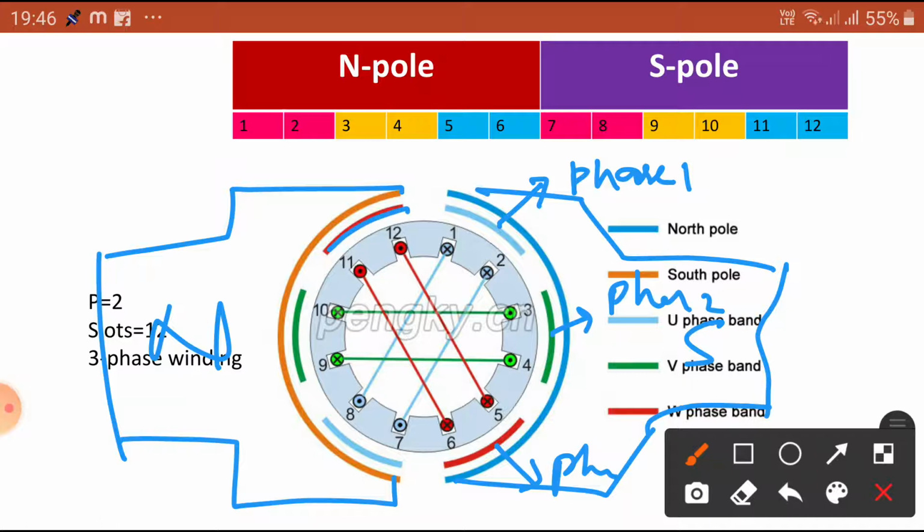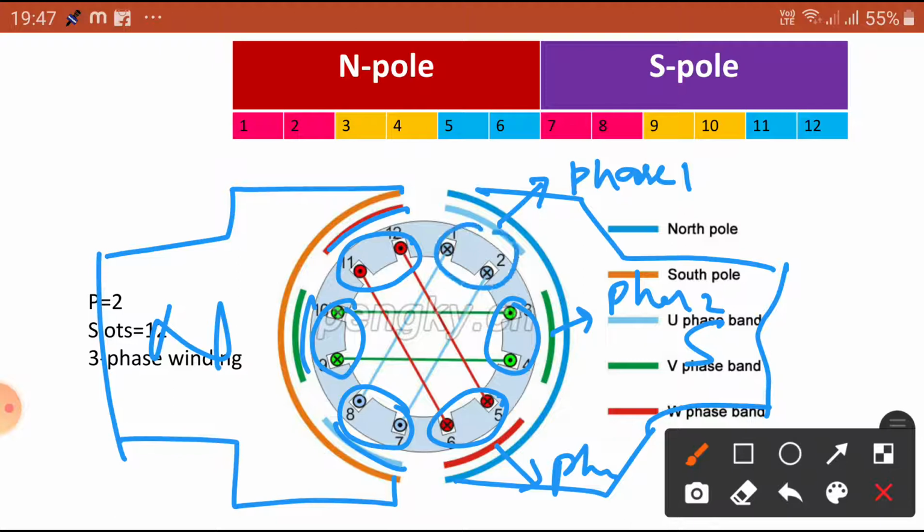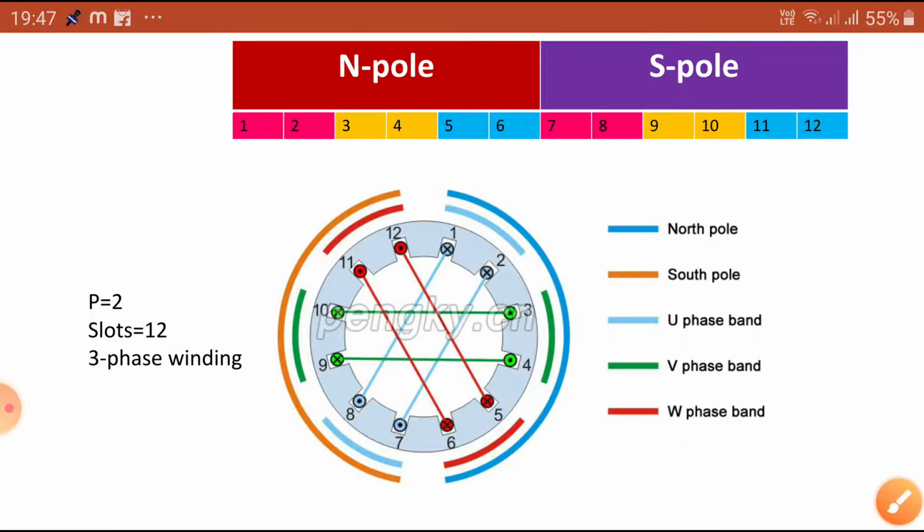So, this is 1 phase, this is another phase, this is another phase. Under 1 phase 2 slots are divided, m is equal to 2 here, and another phase 2 slots, another phase 2 slots. So, you can see R phase, Y phase, B phase, R phase, Y phase, B phase sequentially distributed in such a way that we distribute the given coils in the manner of distributed winding to produce the rotating magnetic field. Now let us see another 4 pole machine, how we are going to distribute these coils.